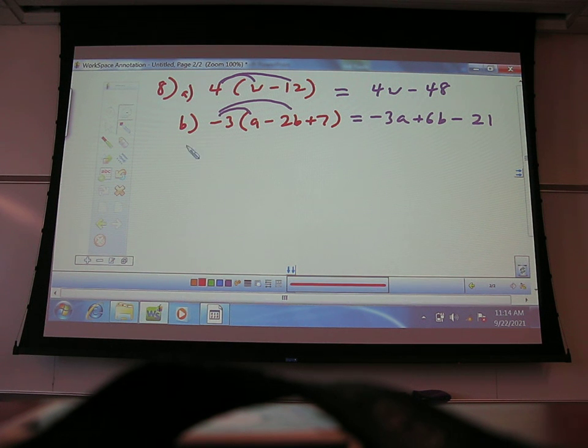And then the last one, C, negative 8x times x minus 3. So negative 8x times another x is negative 8, and then x times x is x squared. And then negative 8 times negative 3, a negative times a negative is a positive, so it's going to be positive 24x. Good? Questions on that part?